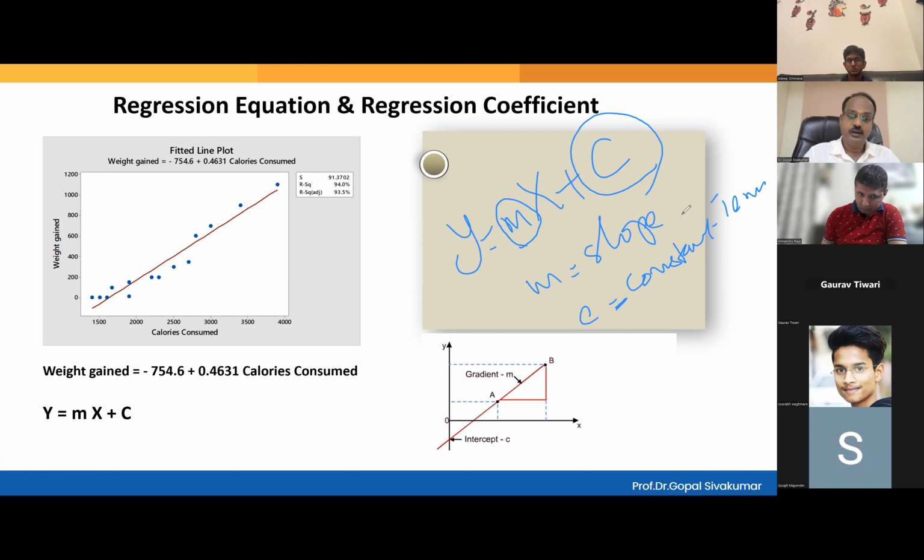Now, I'll tell you, what is the meaning of slope? Slope means the angle made by the line with the x-axis. Now tell me, will you be able to measure this angle? Do you know any technique, any method by which you can measure the angle? Sine theta, opposite side. Now first tell me the angle. Is it 30 degree or 40 degree or 45 degree?